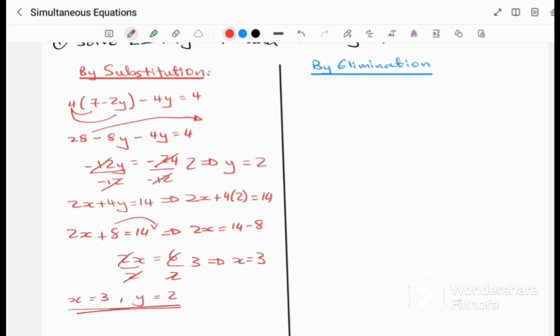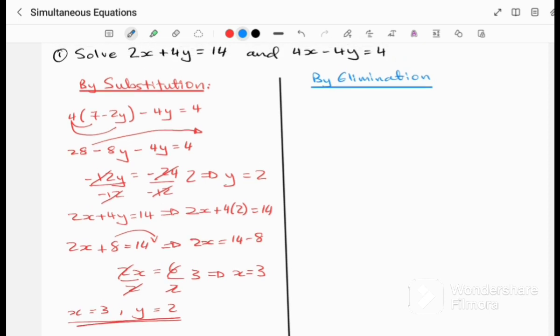This satisfies both the equations. Let's see how to use the elimination method. Again, let's note down our equations first. So we have 2x plus 4y is equal to 14. And we have 4x minus 4y is equal to 4.